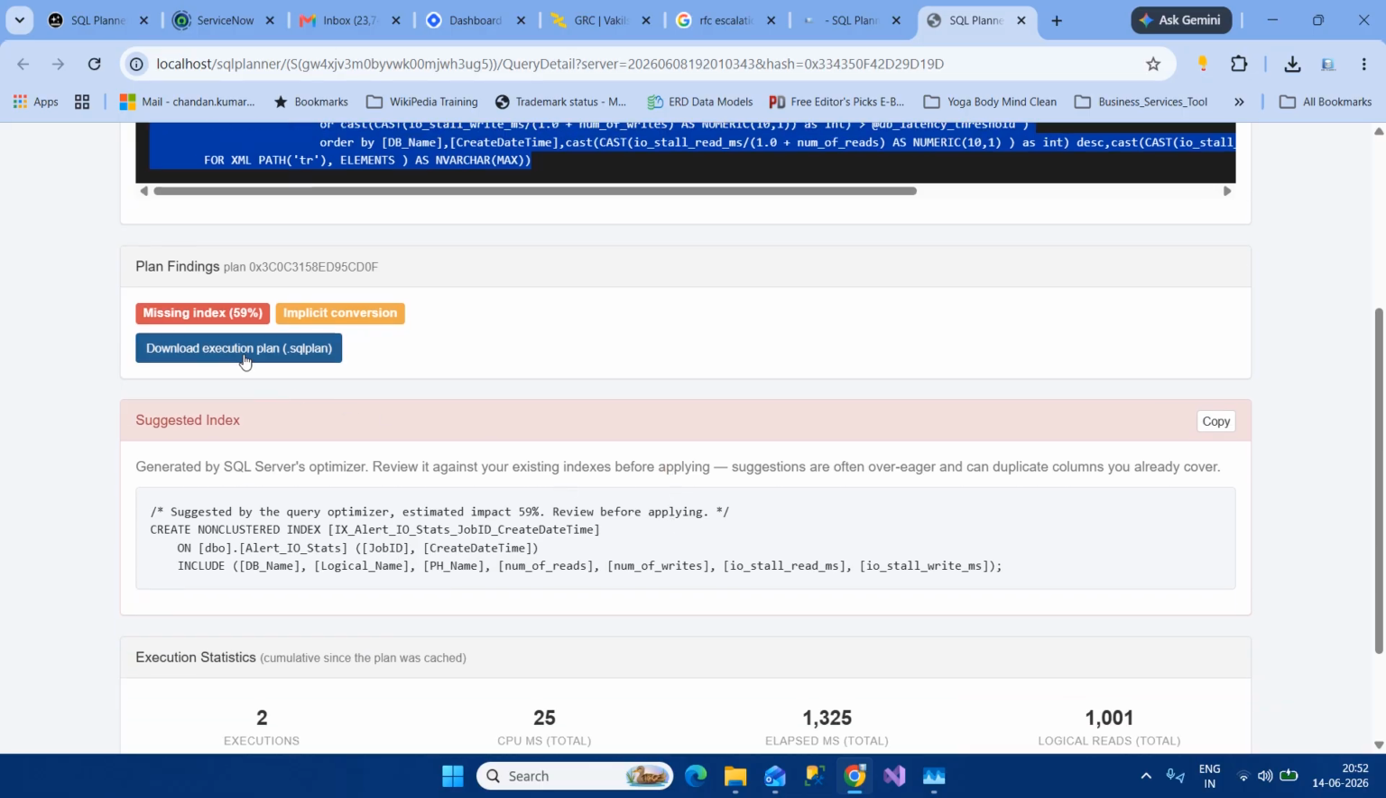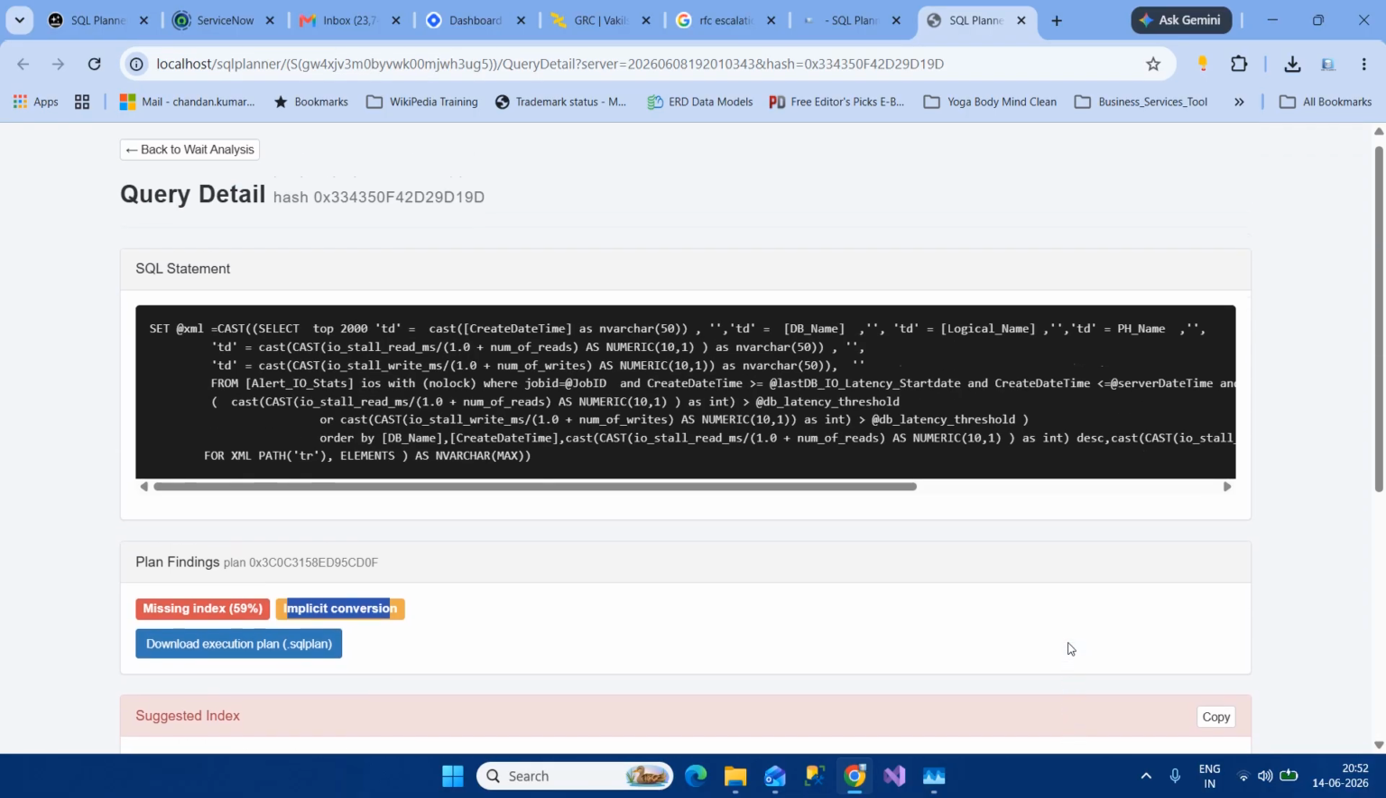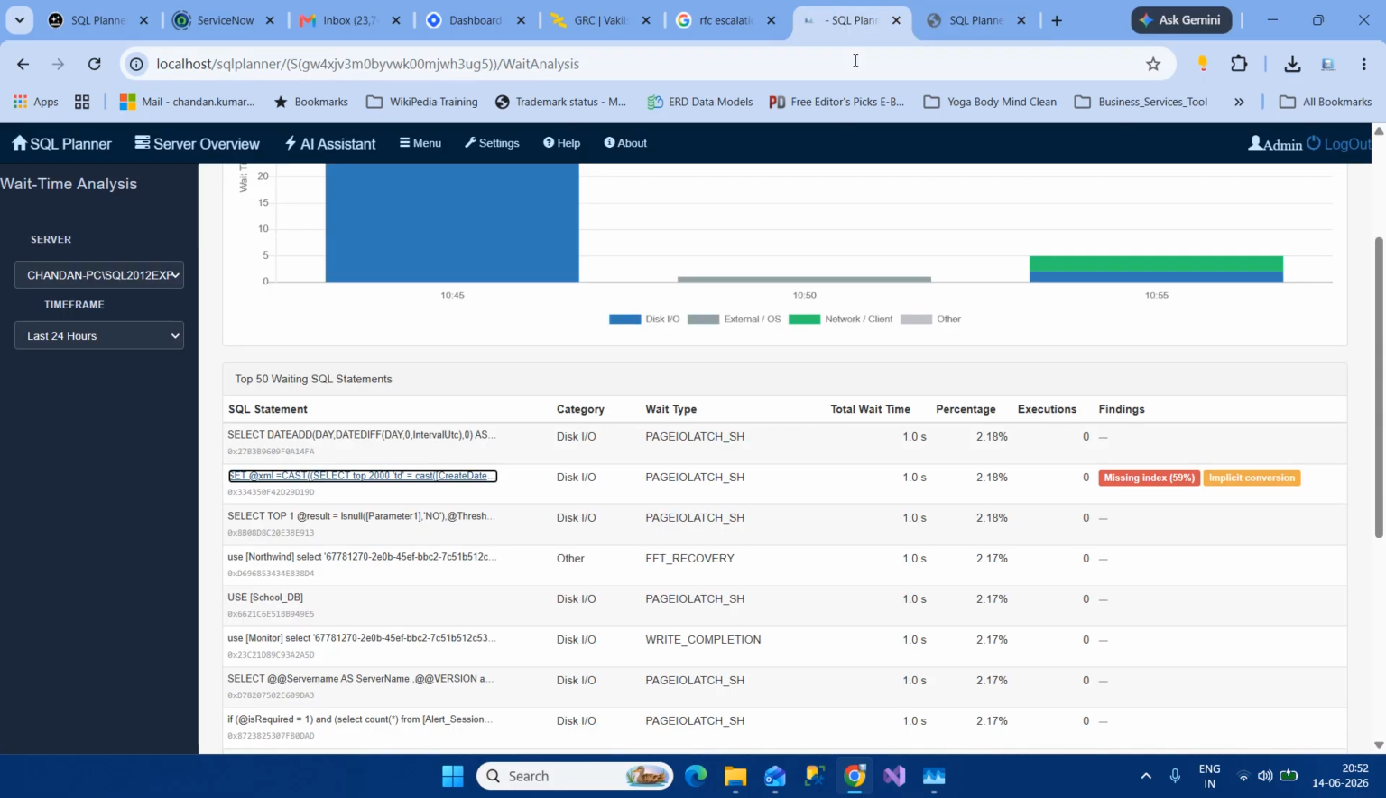And we can also download the execution plan, and we can get insight about what happened inside the query. It has a missing index and implicit conversion. Maybe a developer can write an efficient query and fix it. This gives you very granular-level information, and it helps anybody resolve a particular performance issue with the query that caused server slowness.